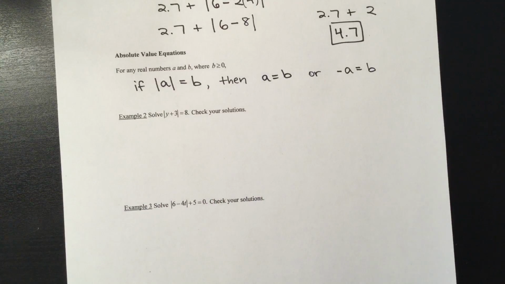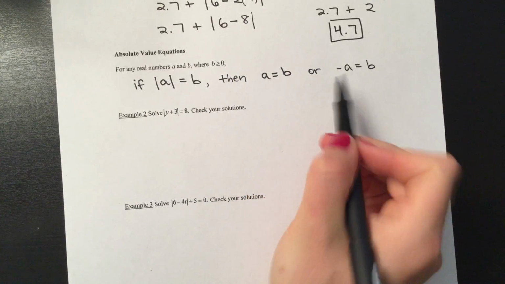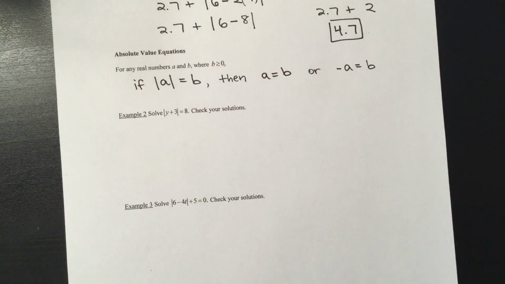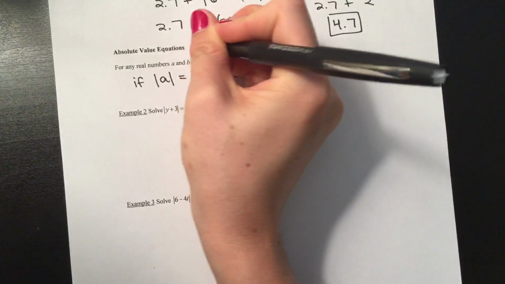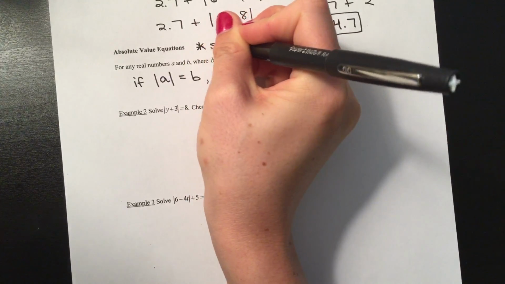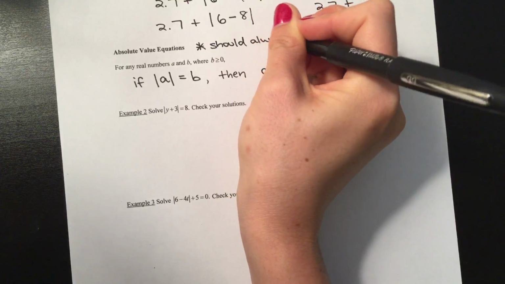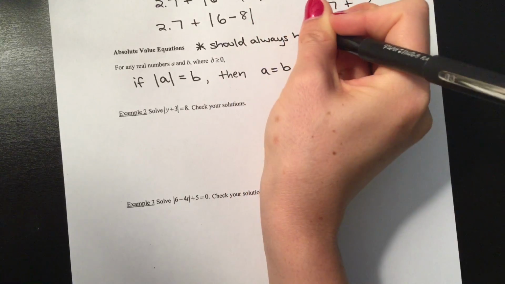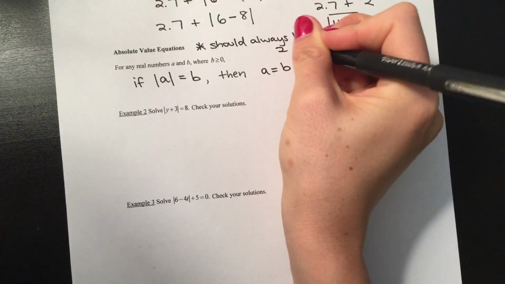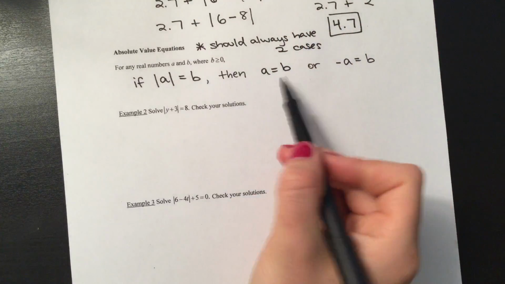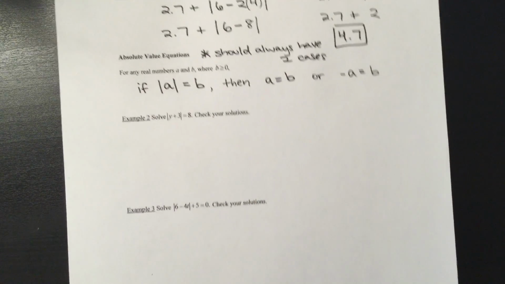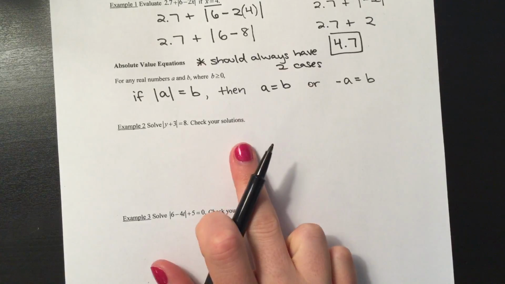So keep in mind that because you have a positive possibility and a negative possibility, you should always, always, always have two cases when you're solving absolute value equations. So I want you guys to make yourself a note of that. You should always have two cases. So case 1 when it's positive, case 2 when it's negative. So we're going to use this format to set up our equations.